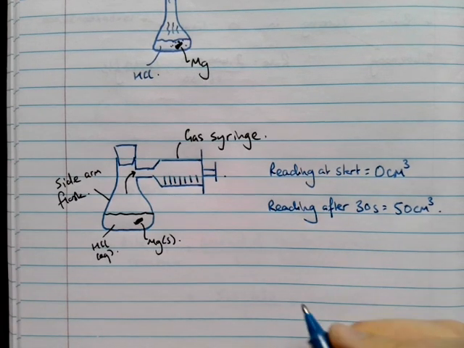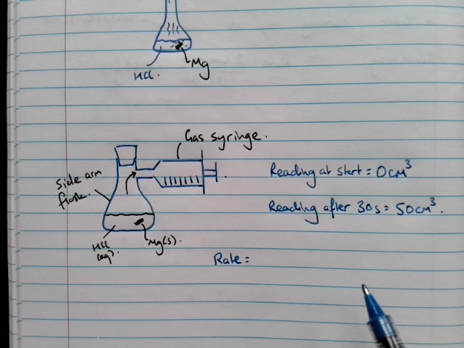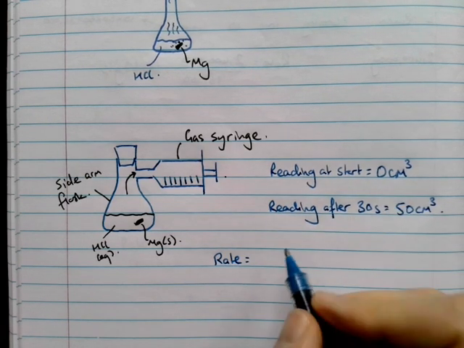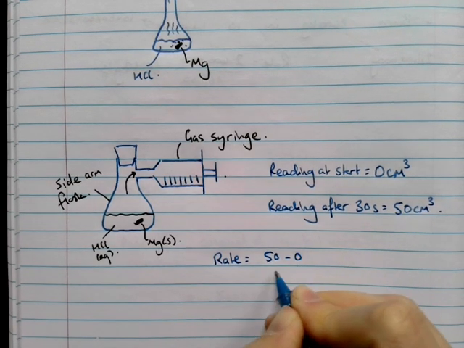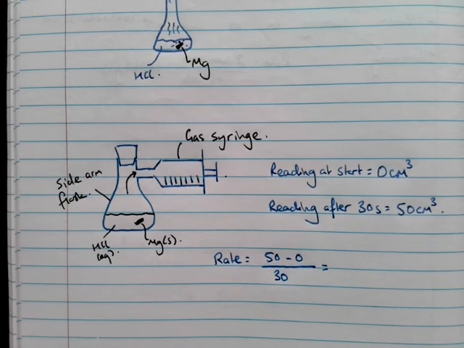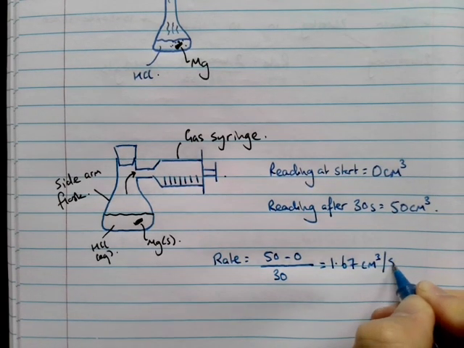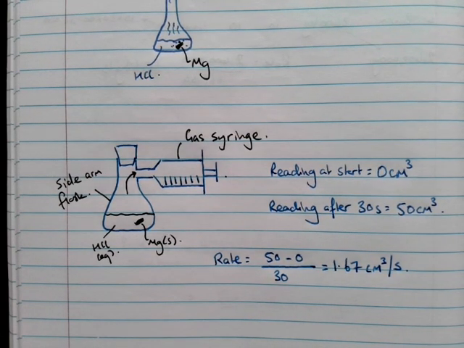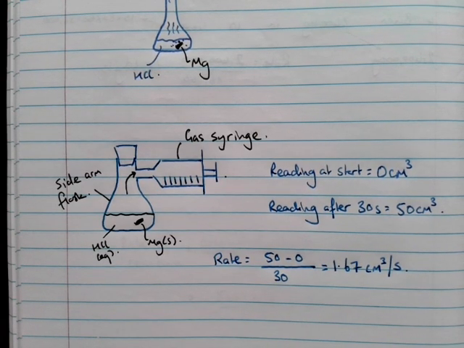What is the rate? So the rate would be the amount of product made. So we've gone from 0 to 50 centimeters cubed. So it's going to be 50 minus 0 divided by the time taken, which was 30 seconds. So we have 50 divided by 30, which is 1.67 centimeters cubed per second. So this reaction would be producing 1.67 centimeters cubed of hydrogen gas every second.